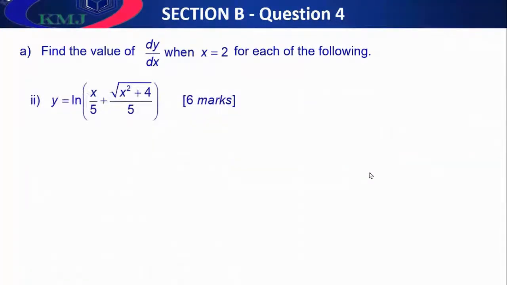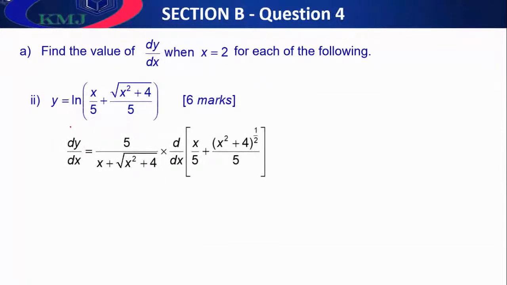Okay, so for the second one, you have y equals ln((x + √(x² + 4))/5). Okay, so we want to differentiate this function. So dy/dx equals 5 over (x + √(x² + 4)). How do we get this? We can actually simplify it first. y equals ln(x + √(x² + 4)) minus ln 5.